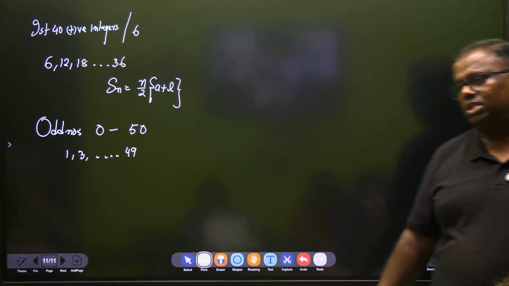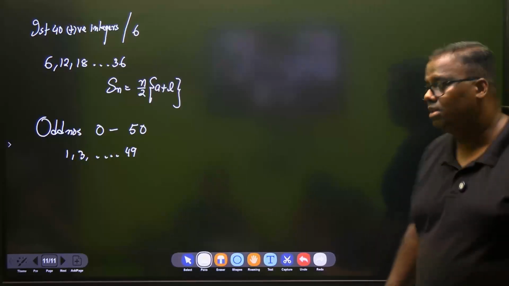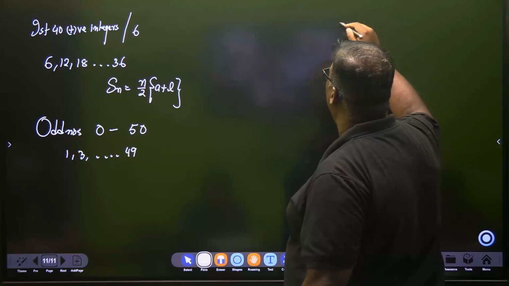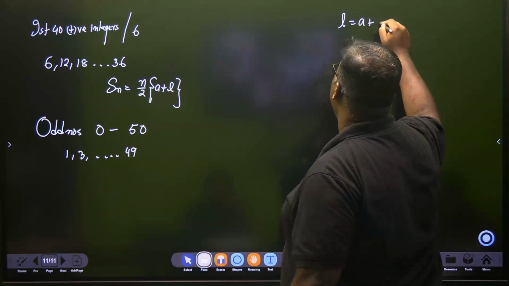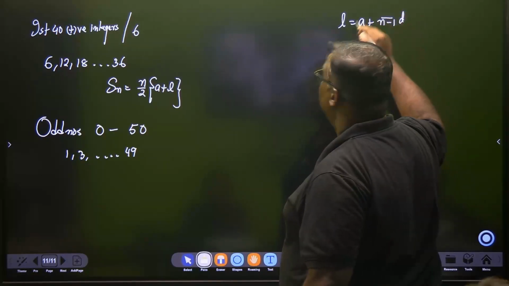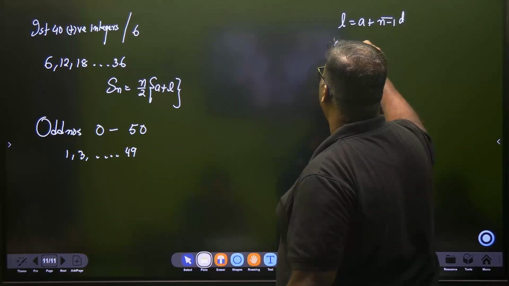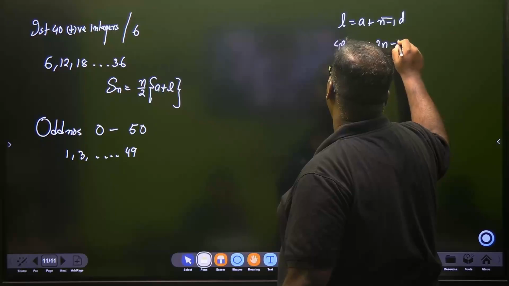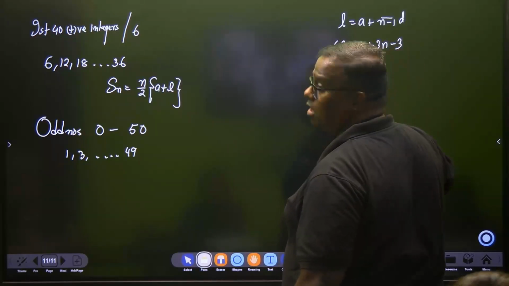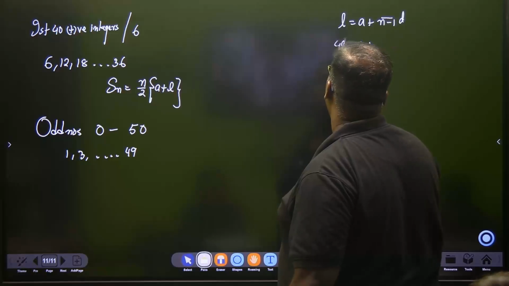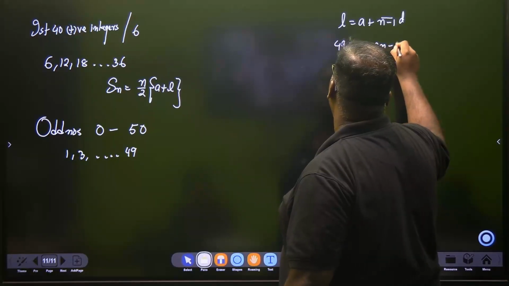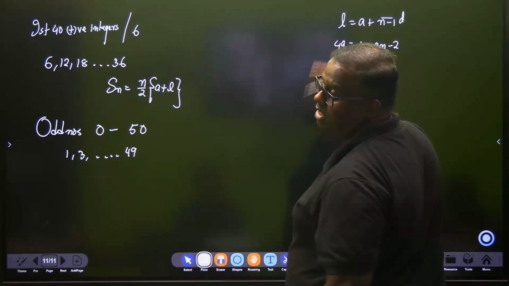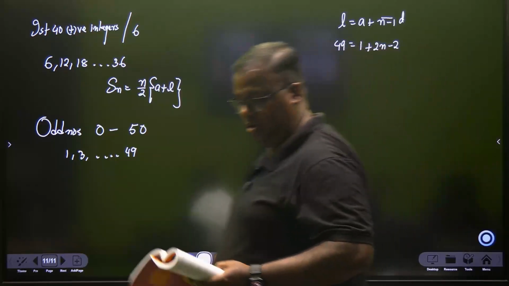You did not do any iteration. The last term, not 50. Now n is 25, we did not do iteration. You can actually calculate. The last term L is equal to A plus n minus 1 into D. Yes or no? So the last term is how much? 49. 49 is equal to 1 plus n minus 1 into D. D is 2. So you can find out this way if you have a doubt, 2n minus 2. So this gives you how much? This will be minus 1, and this will become 50. So n becomes 25. The sum is 625.